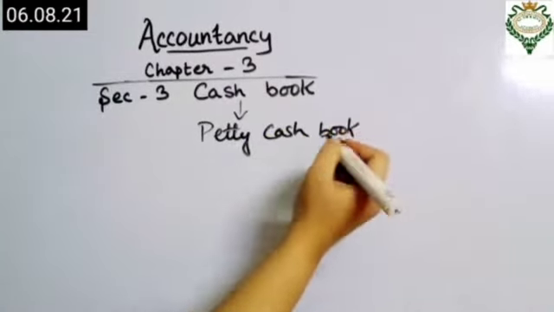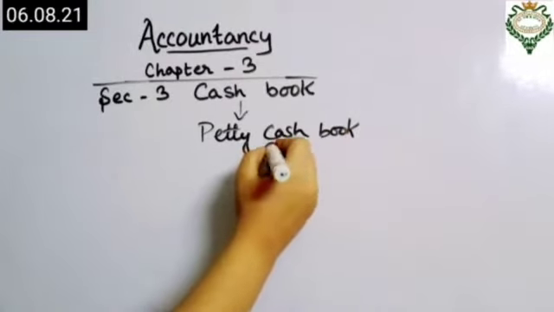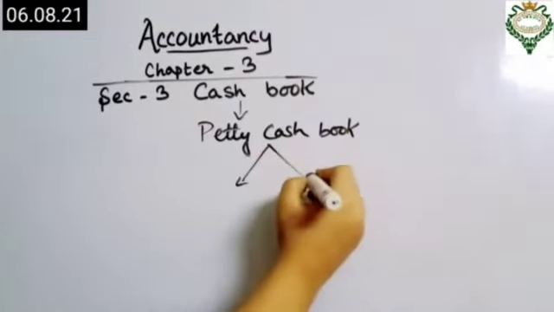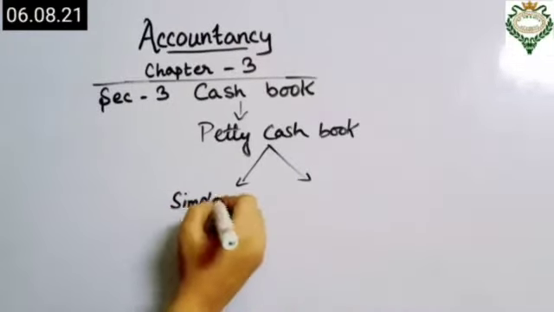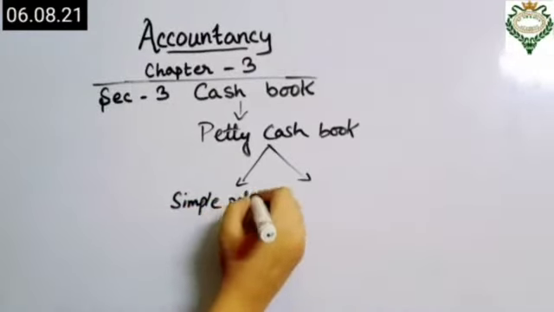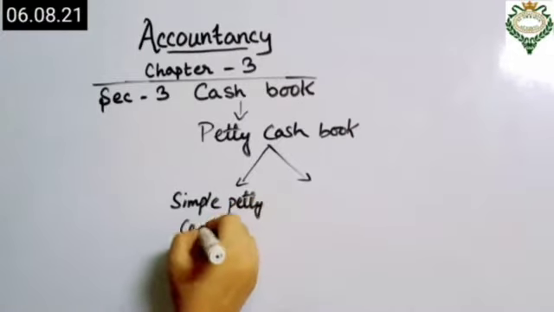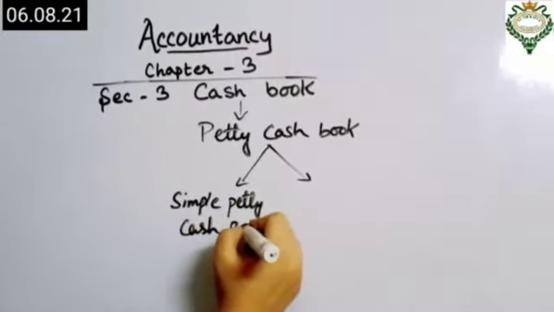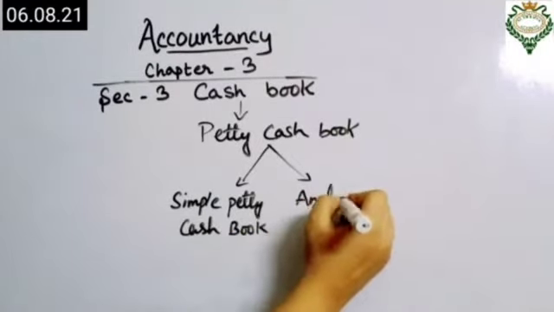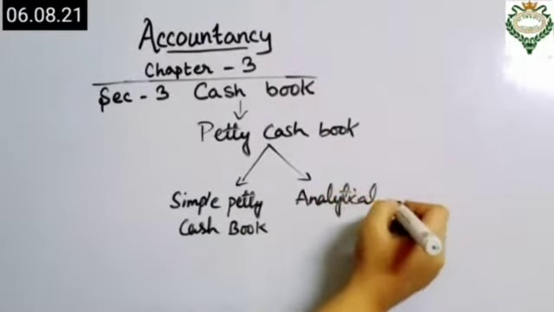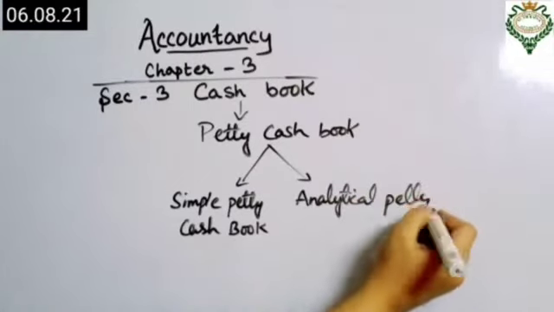In this there are two kinds of petty cash book. The first one is the simple petty cash book, and another one is the analytical petty cash book.